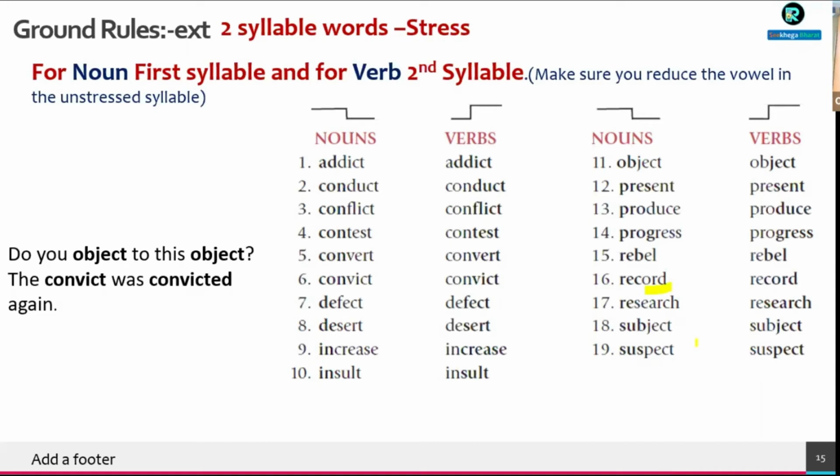I'm quickly moving from re, and here I'm staying at re. Research, research. Very good. This was good. Now you're getting it. Okay, 18. Then subject, subject.